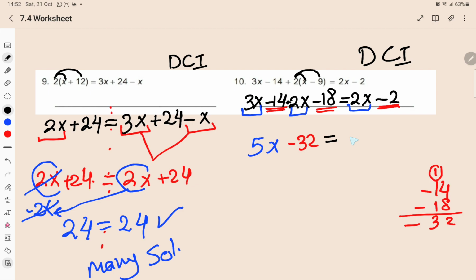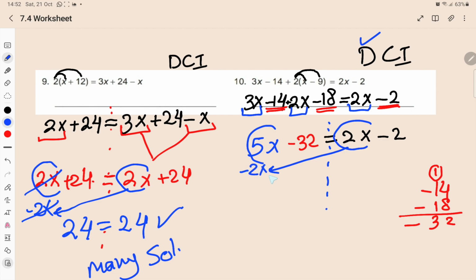Equals, what do you have? 2x minus 2. Again, like terms. 5x and 2x. Combine. After distributing, I will combine. 2x would move from right to left with negative 2x. 5x minus 2x is 3x minus 32 equals negative 2. So now 3x minus 32 equals negative 2.